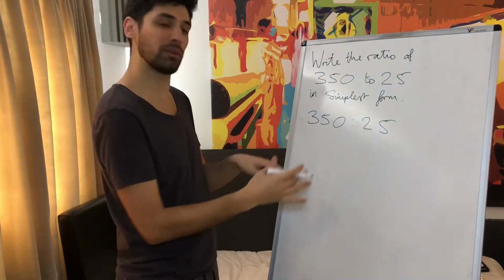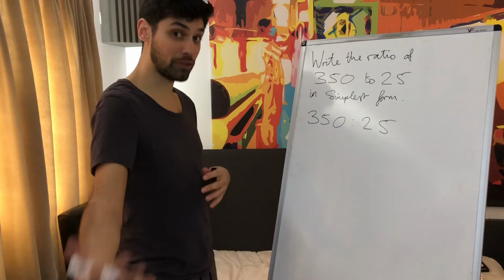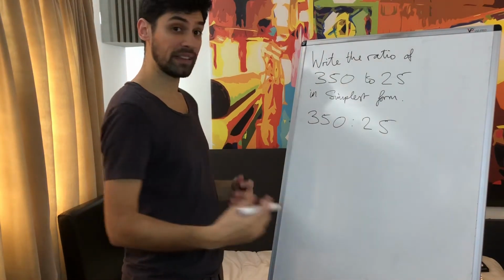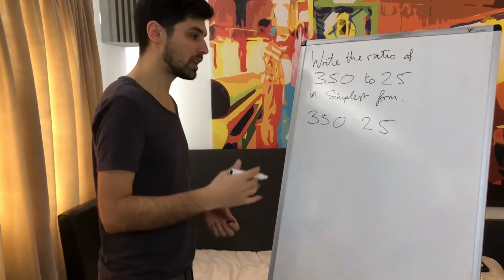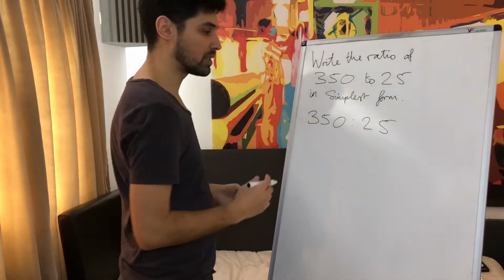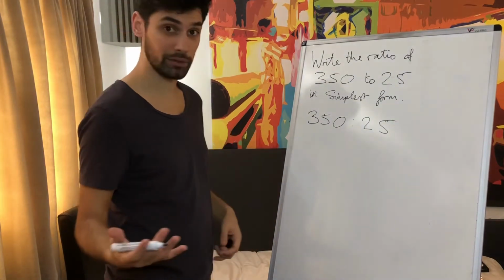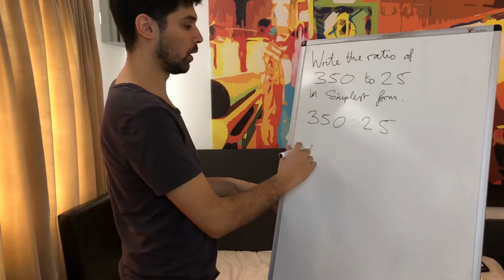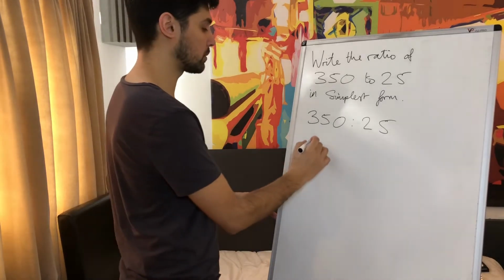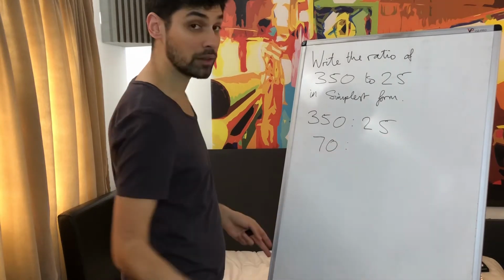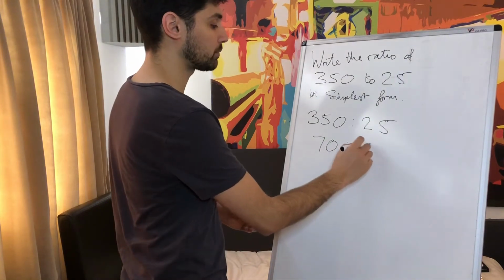Now, when it comes to simplifying these, it's the same as simplifying fractions. We've got to figure out what number goes into both of these numbers and then divide it by that value. So let's perhaps start with 5. 5 goes into both these numbers, we can tell because it ends in a 0 and ends in a 5. So how many times does 5 go into 350? Well, 5 goes into 35 7 times, and with a 0 on the end, that makes 70. 5 times 5 obviously is 25.